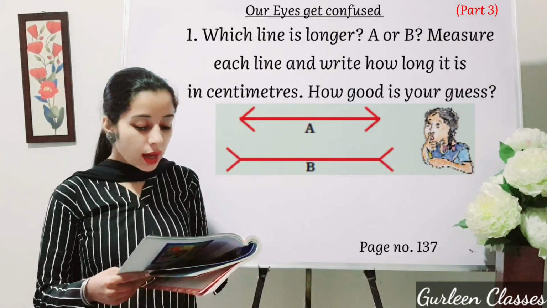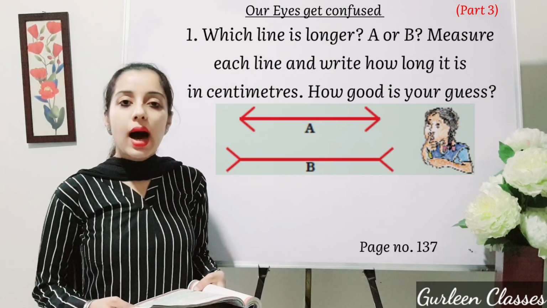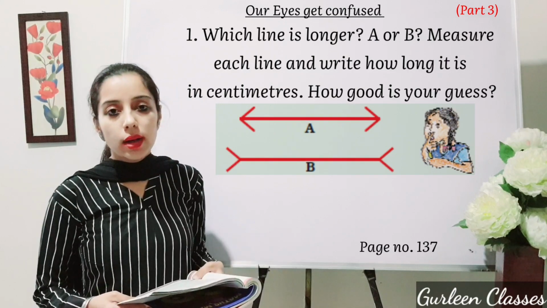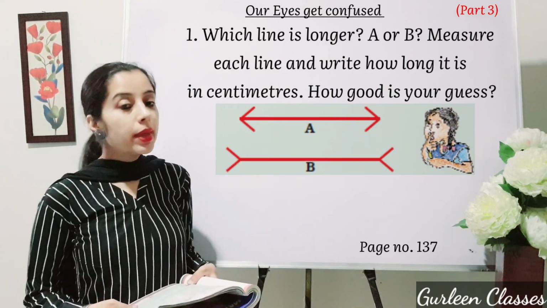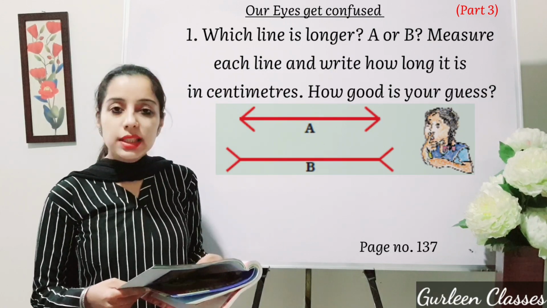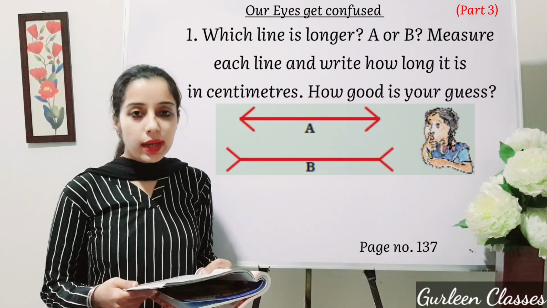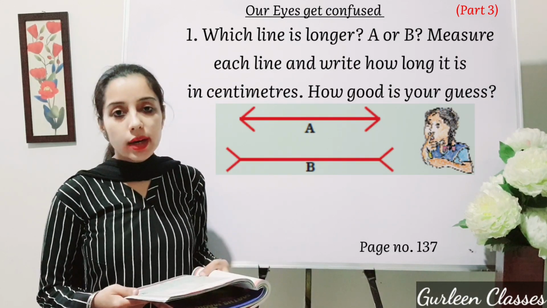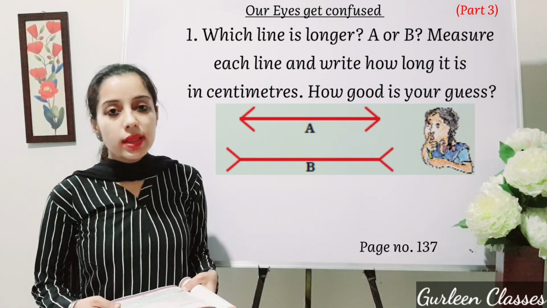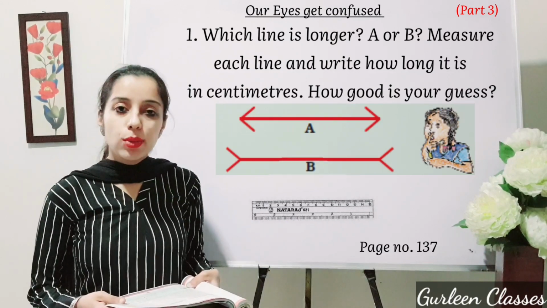Now next topic, our eyes get confused. Which line is longer, A or B? Here they are saying which line is longer. Measure each line and write how long it is in centimeters. How good is your guess? So this is line A and this is line B. So with the help of your scale, you will measure later. First you have to guess.